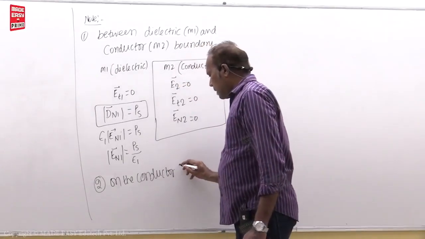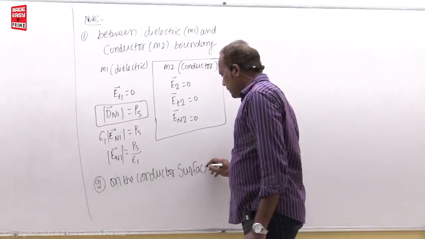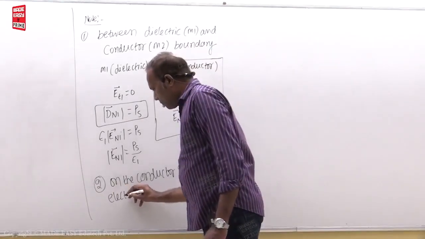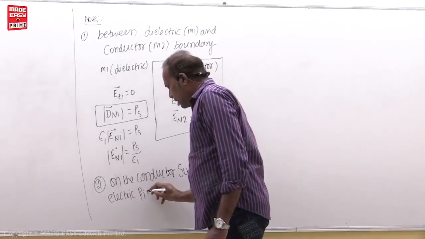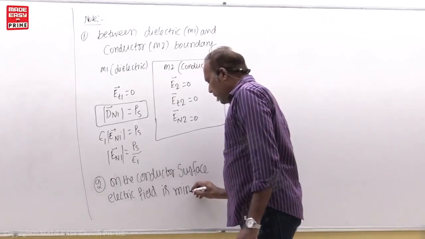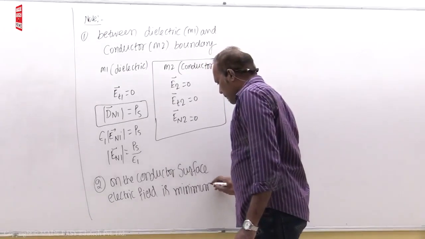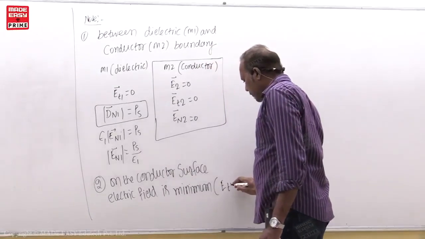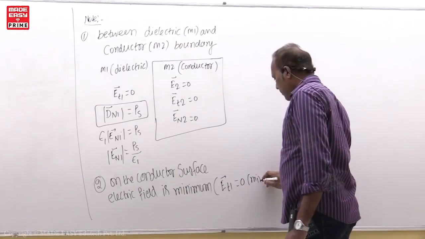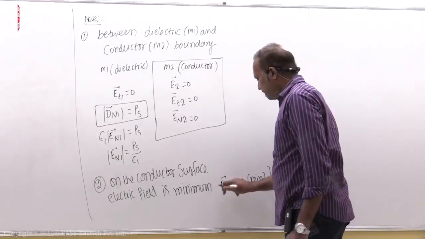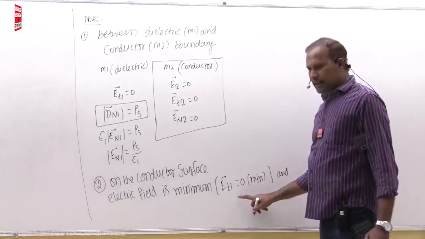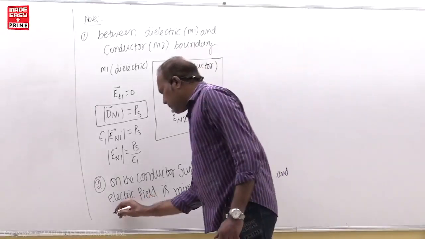On the conductor surface, electric field is minimum. That means he is talking of the tangential component, that is 0, that is actually minimum. 0 means minimum here. Okay. And this is an objective question. This is a standard question.